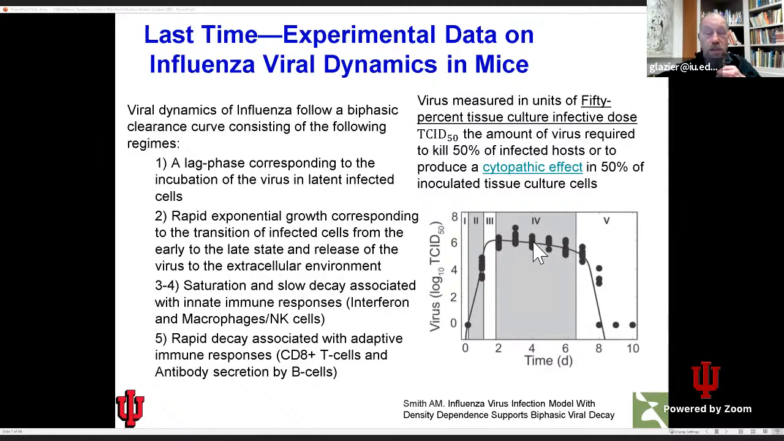Zone 4 is associated, she believes, with the innate immune system: interferon-induced antiviral resistance, and also macrophages, neutrophils, and natural killer cells, which are cells that go after viruses or infected cells generically, not targeted specifically to the infecting virus. And then zone 5, when the virus gets eliminated, is associated with the appearance of adaptive immune cells: targeted antibodies and CD8 plus T cells.